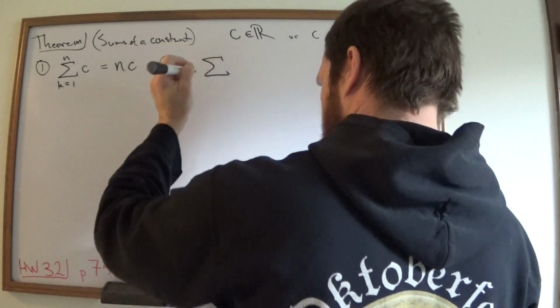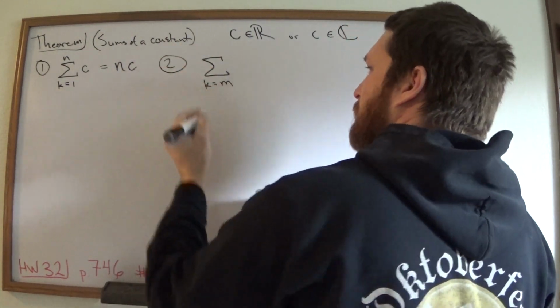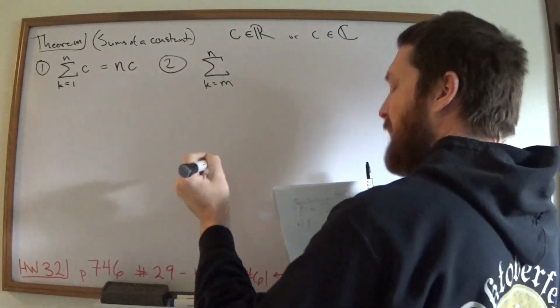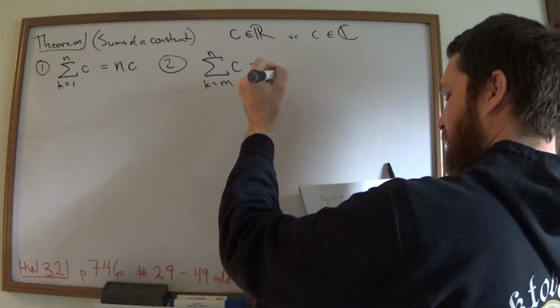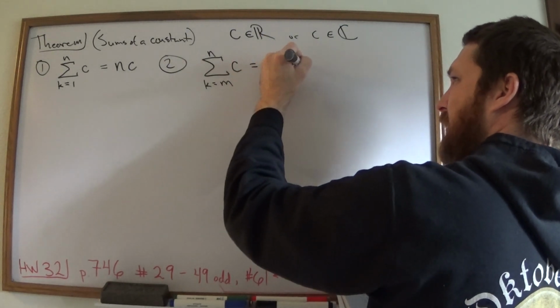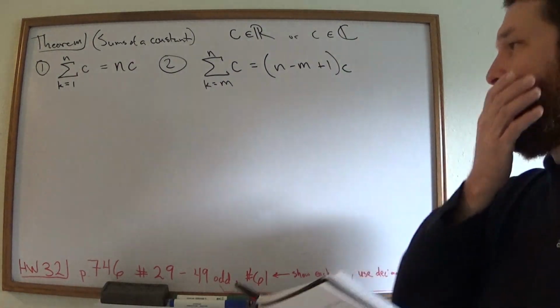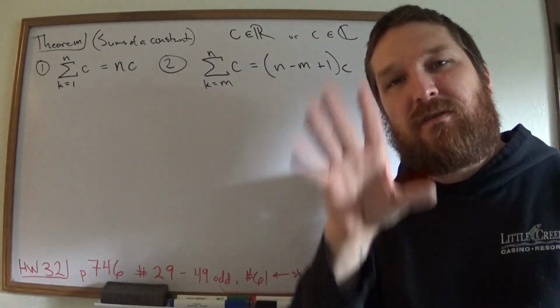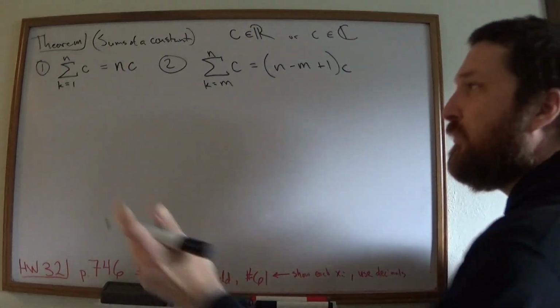The sum as k goes from m up to n of some constant is equal to n minus m plus 1 times c. Now this is why I was harping on this earlier, so this is not coming as a surprise to you. So let's just prove this.